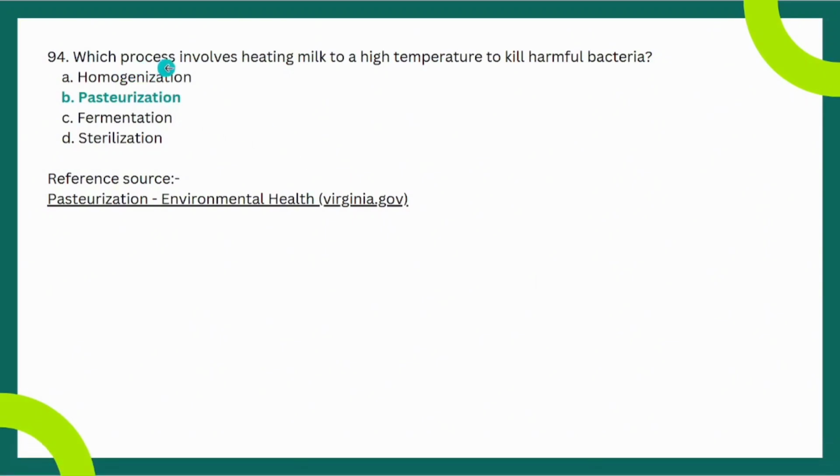Next question. Which process involves heating milk to a higher temperature to kill harmful bacteria? The answer is pasteurization, not sterilization. Sterilization completely destroys whatever organisms are present in it. So pasteurization targets harmful indicator organisms. Okay.